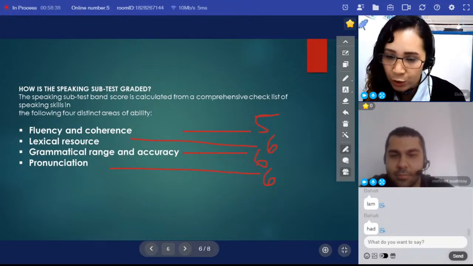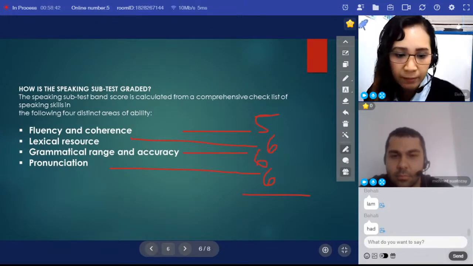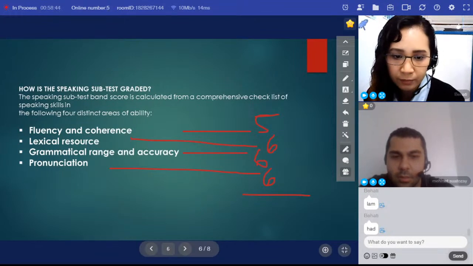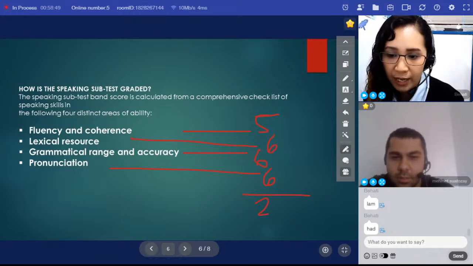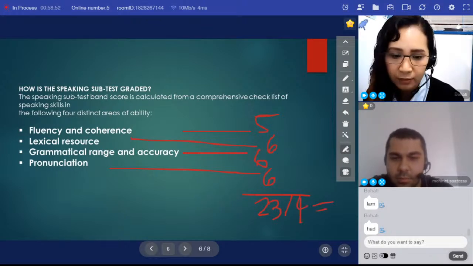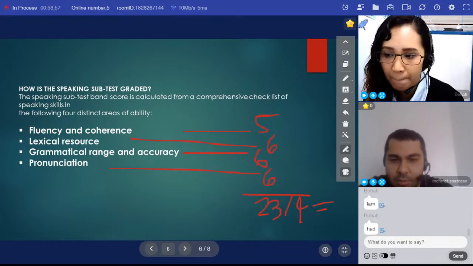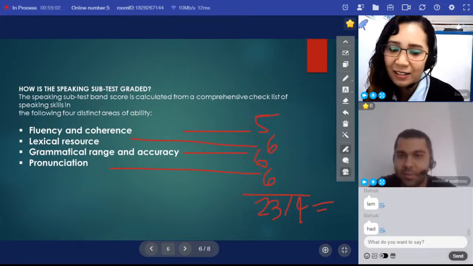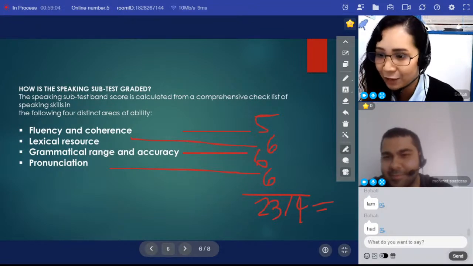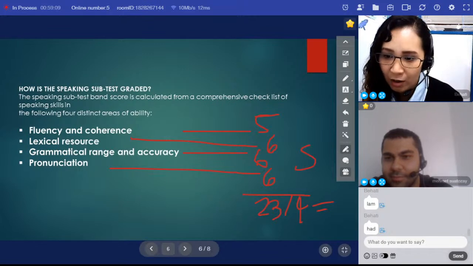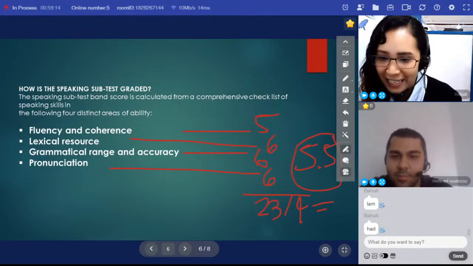So what we're going to do is add up all the numbers. Could you help me? What's the total? 12, 18, 23. And we divide it by 4. I hope you like math. 5.75. We don't really give a 0.75. We only give whole numbers or a point 0.5. So round it off. That would be 5.5 for today's exam.